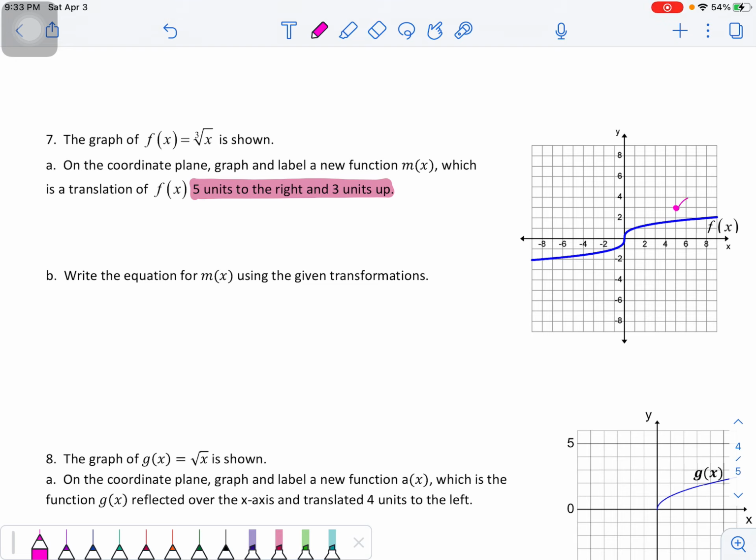So I'm going to graph up and to the right, down. That one started to look horrible there. Down and to the left. Okay.